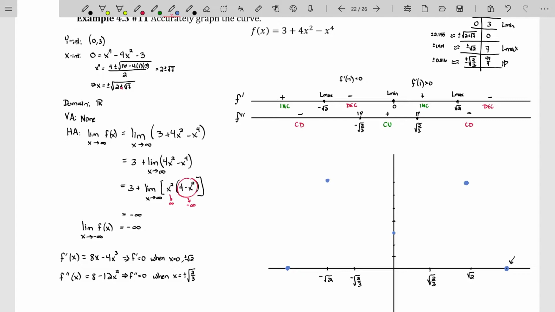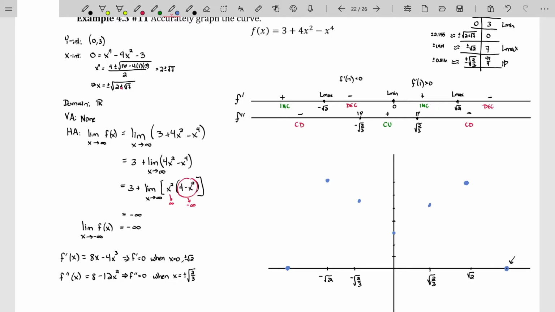0.816, which is negative root 2/3 and positive root 2/3, comma 47/9. And that's a little bit greater than 5, right? So 5 and change, so somewhere around here maybe. And similarly, somewhere around there. Okay, so I've got my points plotted.